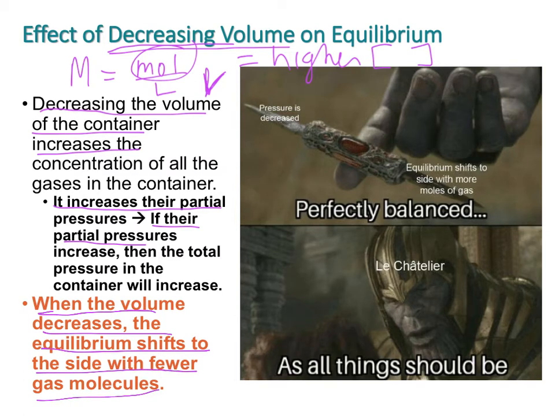Another Thanos meme. I don't know why there are so many Thanos and chemistry memes. I don't know why it's a thing. I didn't make these up.